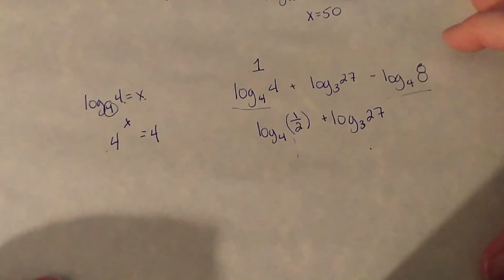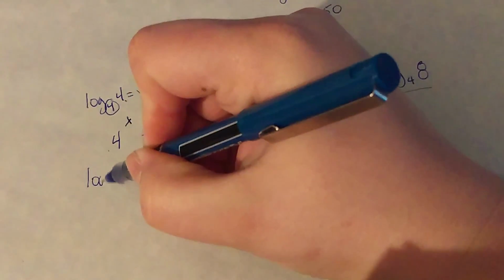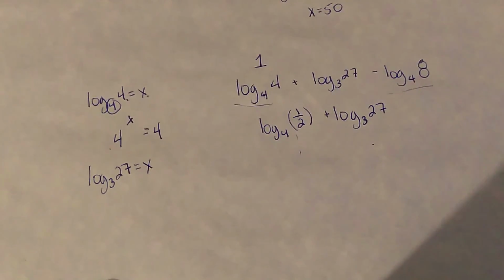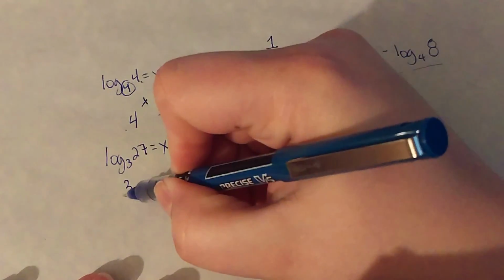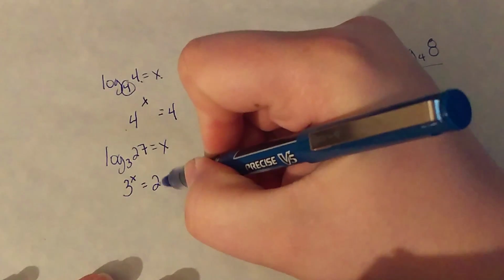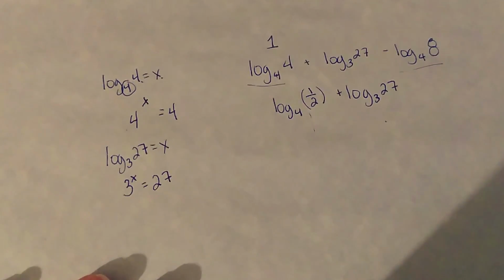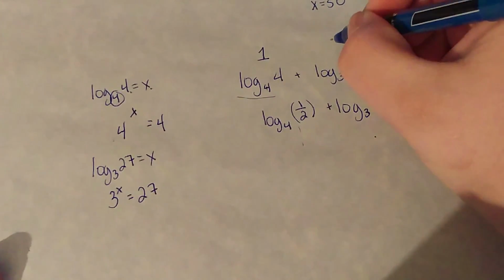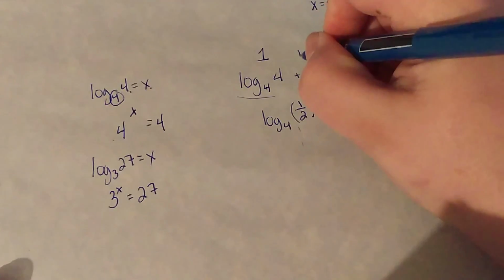Then we move on to the next log. Log base 3 of 27 is equal to something. Rewriting it as an exponential, 3 to the power of 3 is what's equal to 27. So I know that that entire log was originally equal to 3.